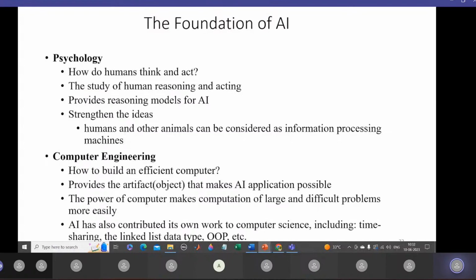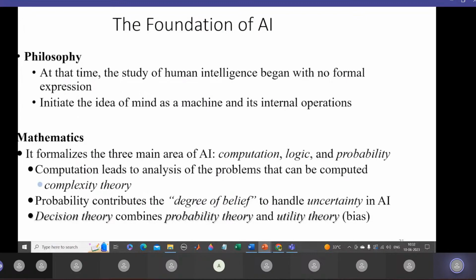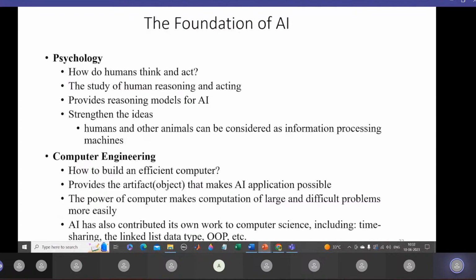Next is psychology. What we saw first is philosophy, and now it is psychology. How do human beings think and act, and how do human beings study? It is the study of human reasoning and acting, and you have to give reasons for the model in your AI and strengthen the ideas. You can have humans and other animals or information processing machines. This is psychology, learning the mind.